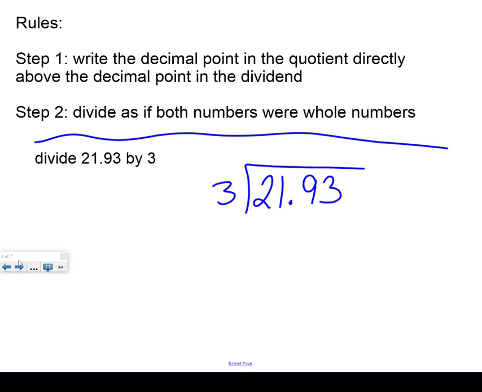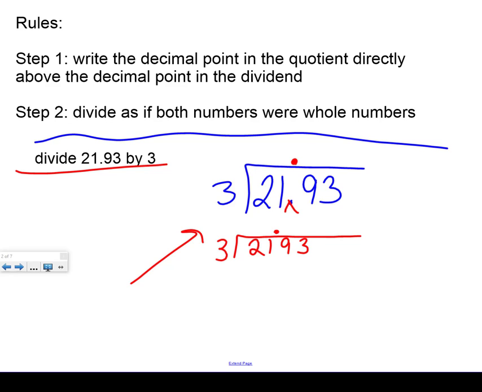So let's look at our rules. You are going to write the decimal point in the quotient directly above the decimal point in the dividend, and then you will divide as if everything were whole numbers. So here's what we're saying. This is the problem that they gave us, and I wrote it like this. The first step is to write the decimal up in the answer, and then we're going to treat this as if it is a regular whole number type problem. So there's no decimal numbers that we're dealing with, okay? I just removed this and rewrote this.